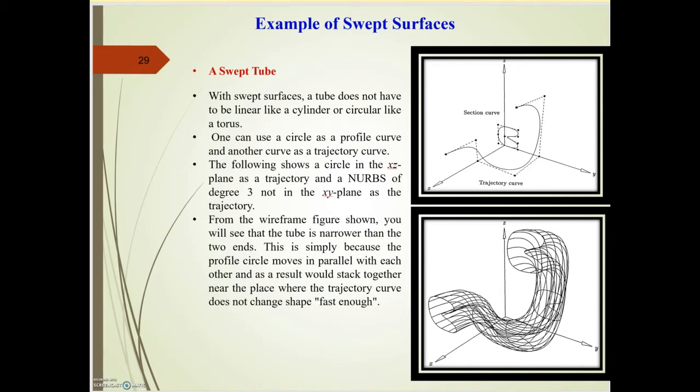From the wireframe figure shown, you will see that the tube is narrower than the two ends. This is simply because the profile circles move in parallel with each other and as a result would stack together near the place where the trajectory curve does not change shape fast enough.